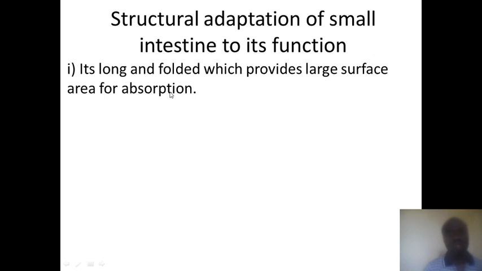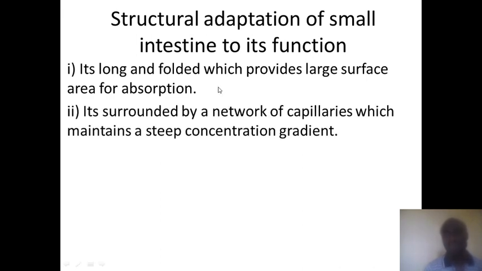As you know, absorption is mainly by diffusion, and because the intestine is long and diffusion is a slow process, by the time food moves through the whole small intestine, all the nutrients will be absorbed.